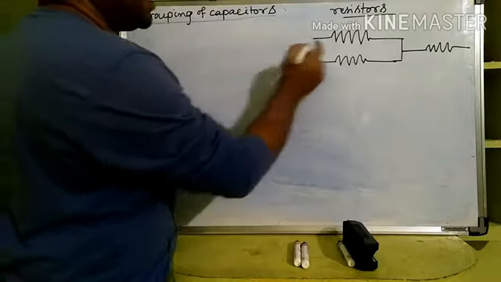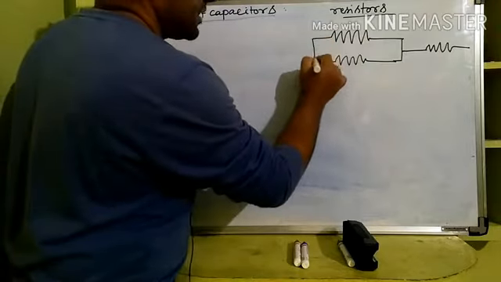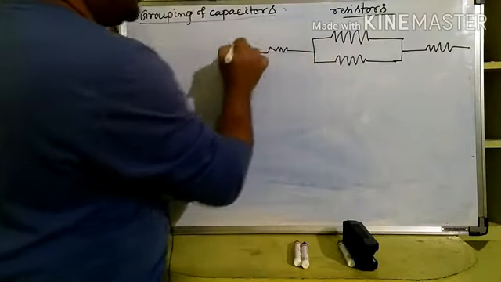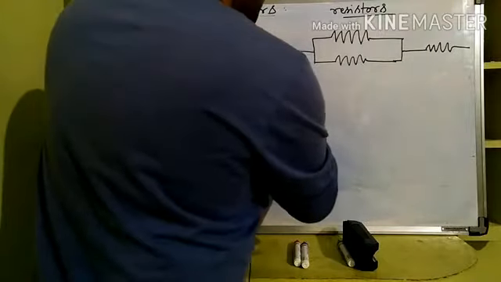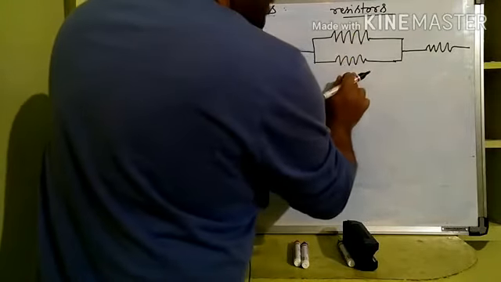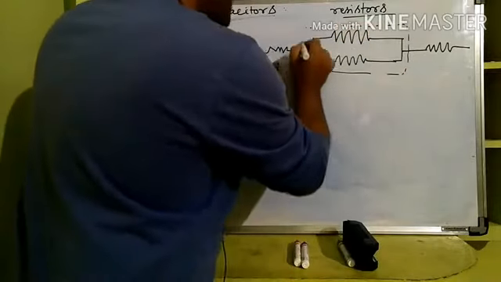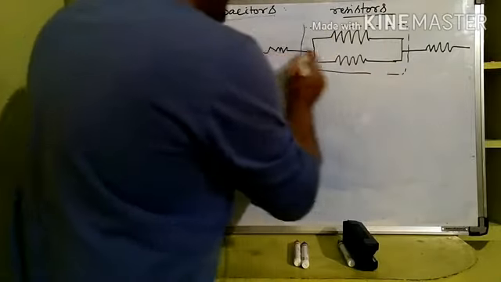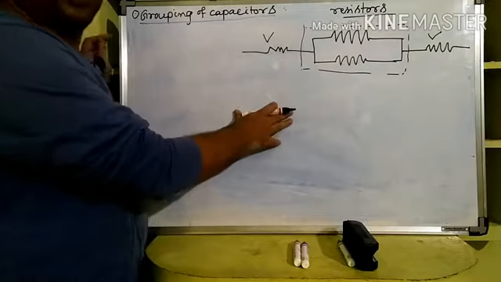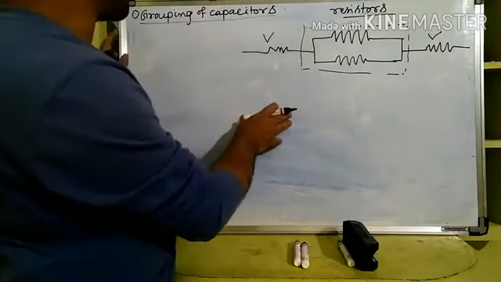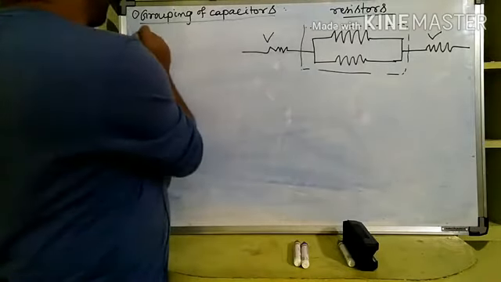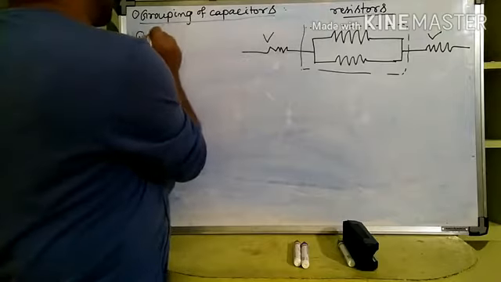But I am clarifying it in terms of capacitors. Here, these two resistors are in parallel with each other. Now, the resultant of these two resistors is one resistor which is in series with this resistor and this resistor. This is just a recap of what you might have learned already in your earlier classes. Now I am telling the same thing in terms of capacitors.